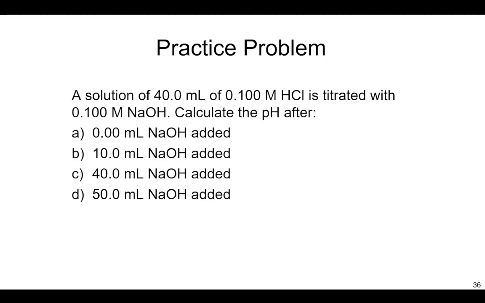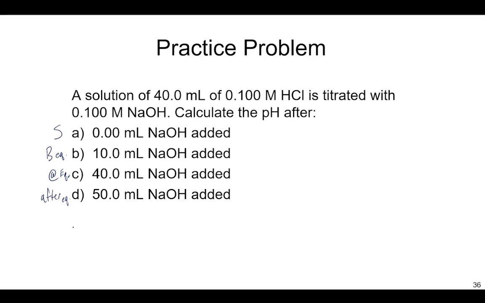Okay, so this is the last slide I have in this lecture video, and this will take you through each of the 4 different regions we talked about. All right, so now we have 40 mils of 0.1 molar HCl, and we're going to be calculating at the start of the titration before anything's been added. After a little bit of OH has been added, so we'll be before equivalence. We'll, in part C, be at equivalence, so you should be able to predict right away what the pH is there. And then in part D, we'll be after equivalence.